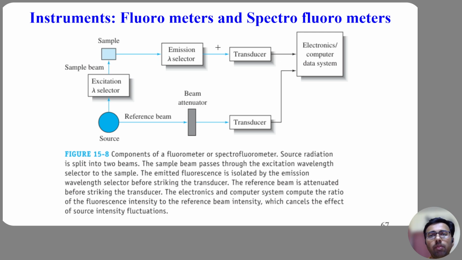Simultaneously, a reference beam travels through a beam attenuator, reducing its intensity before reaching a reference detector. Electronics then calculate fluorescence intensity divided by reference intensity. This ratio removes source intensity fluctuations, ensuring stable quantum yield measurements.